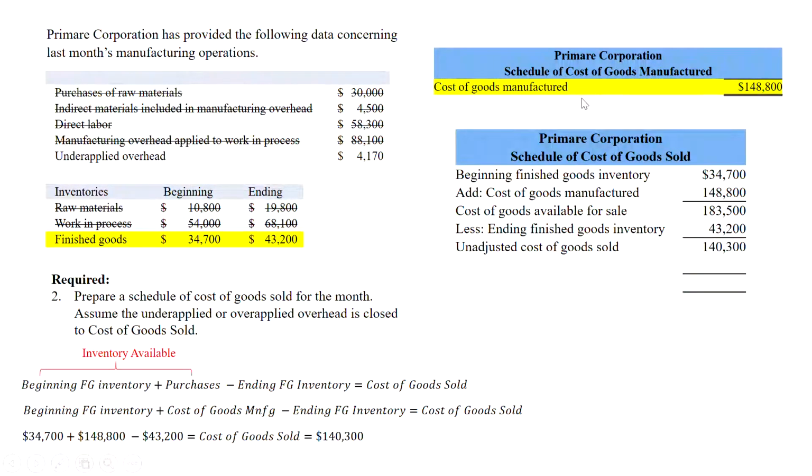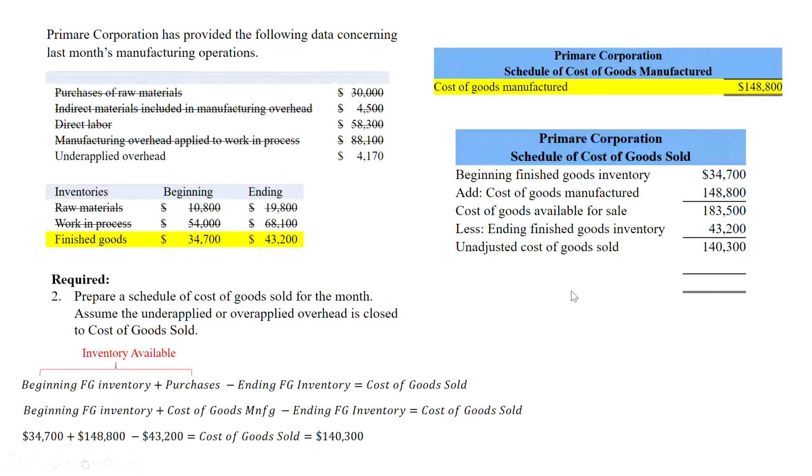So I'm going to minimize my schedule of cost of goods manufactured and show that more formally on my schedule of cost of goods sold. Again, beginning finished goods of 34,700 plus cost of goods manufactured of 148,800. That's the cost of finished goods that I had available to sell if I add those together. Minus ending finished goods that I subtracted down here, 43,200. Well, we didn't quite call it cost of goods sold. We called it unadjusted cost of goods sold of 140,300. We're getting really, really close. I promise one last little step.